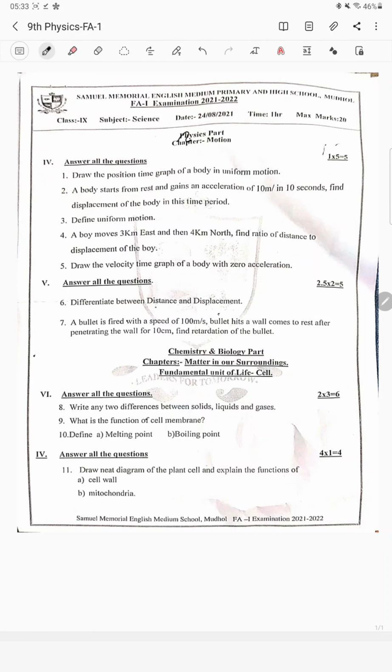In this class, I'll be discussing your FA-1 examination science question paper. I'll be solving this physics part. All right, let's get started.